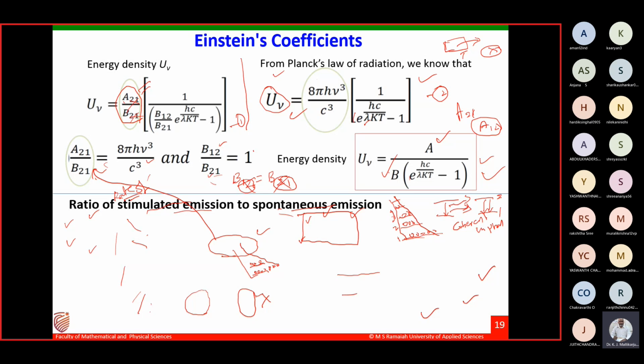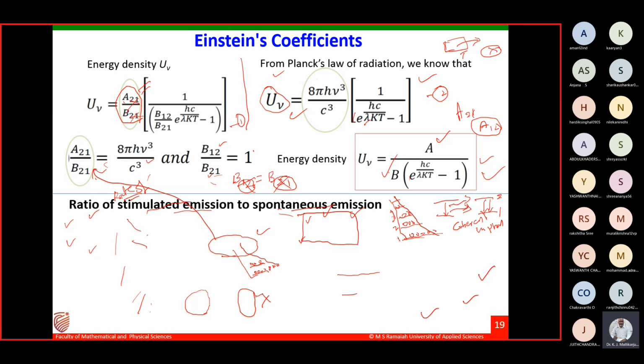We got an expression which claims that R21 star by R21 finally depends on the ratio of N2 by N1. What do you mean by R21 star? What does it indicate? R21 star?